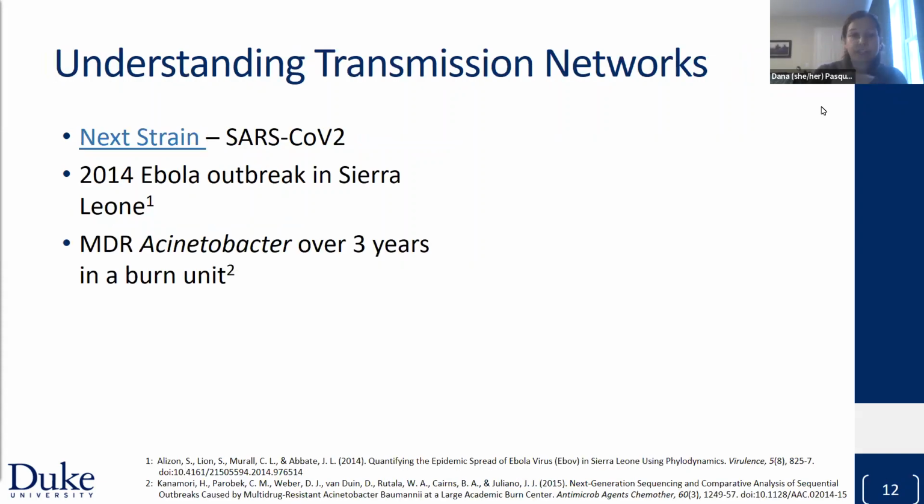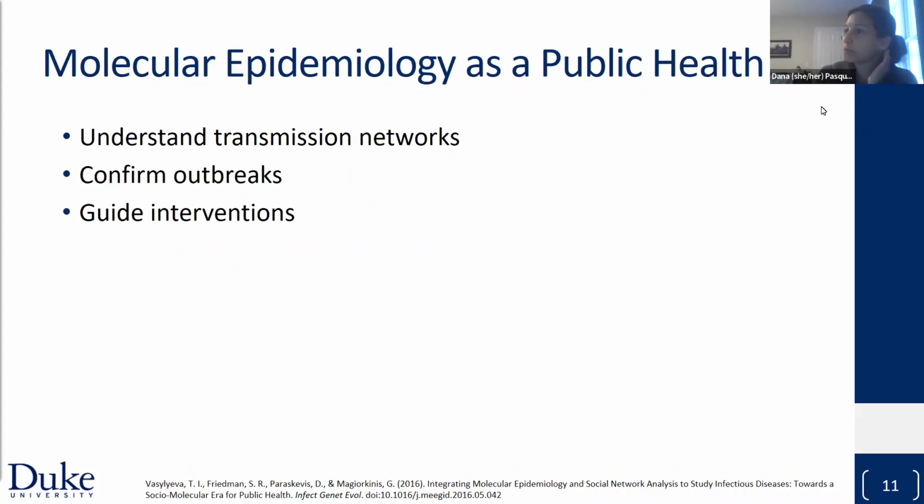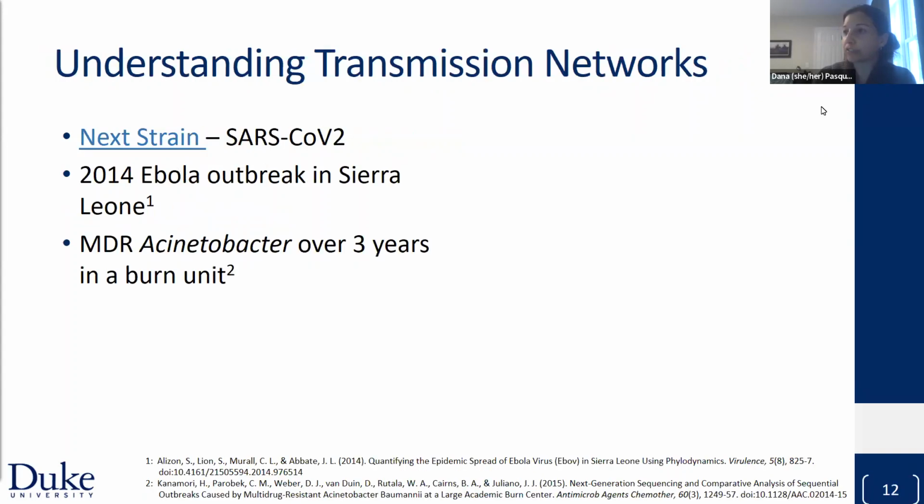So to understand transmission networks, which is one of the ways that molecular epidemiology is used in public health, it's commonly used to understand transmission networks, to confirm outbreaks, or to guide interventions. So understanding transmission networks, I think probably a lot of us over the last 2 years have seen these kinds of graphs for SARS-CoV-2, the COVID-19 pathogen. This kind of analysis was also used to better understand the 2014 Ebola outbreak in Sierra Leone. And then also I'll show a paper looking at an outbreak in a burn unit.